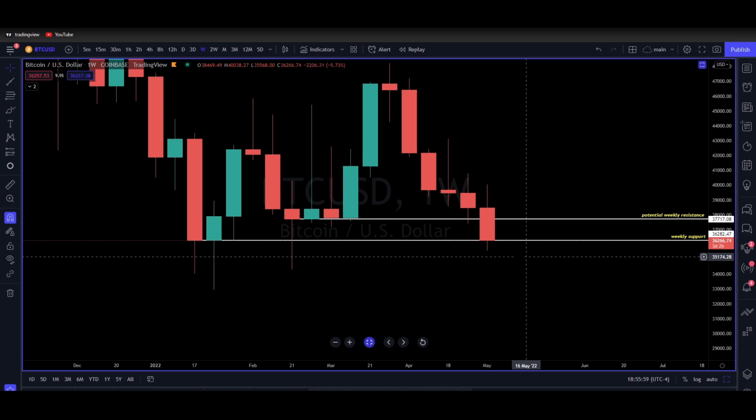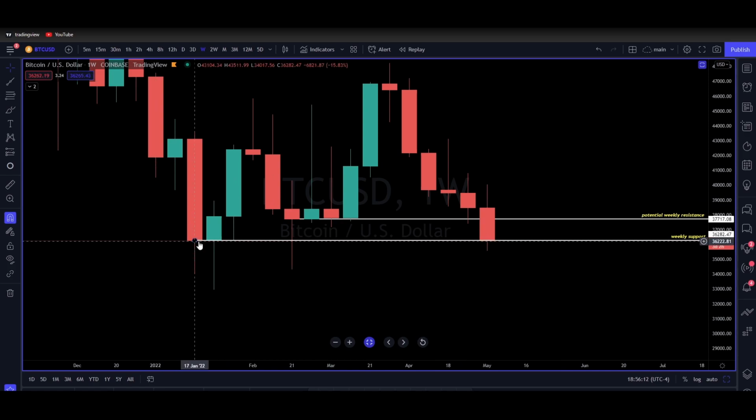However, we have to be able to identify where those key support and resistance levels are. The two best time frames for intraday and intra-week trading to identify support and resistance would be your daily and weekly areas. All right, so with that being said, here we are at a weekly support.